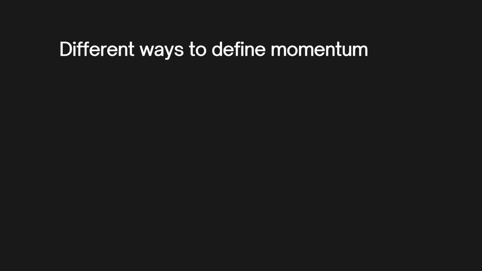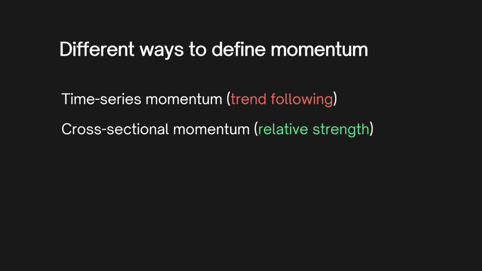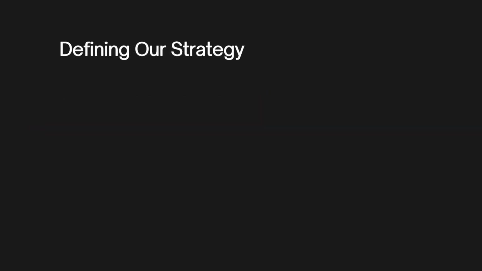There are different ways to define momentum. Some common ones include time series momentum, trend following; cross-sectional momentum, relative strength. In this course, we'll focus on cross-sectional momentum, which means we rank assets and pick the strongest ones. Now let's define what we're actually going to build.